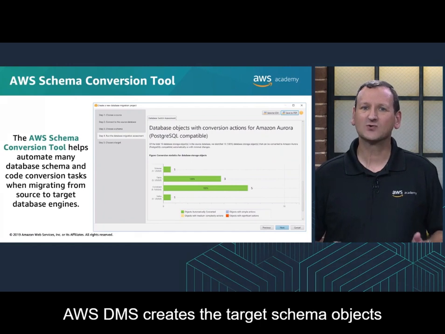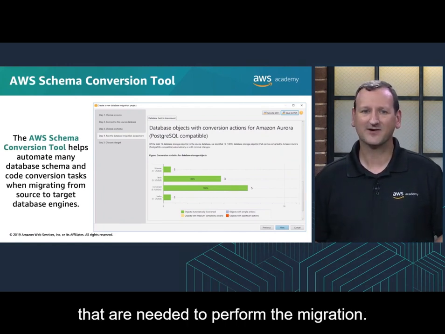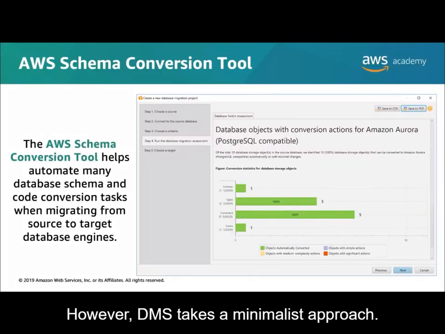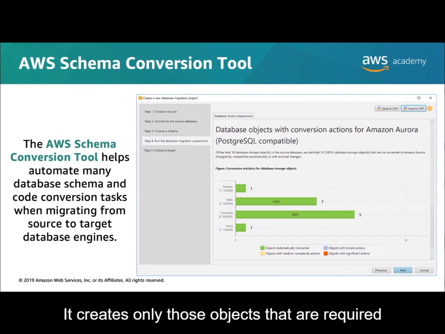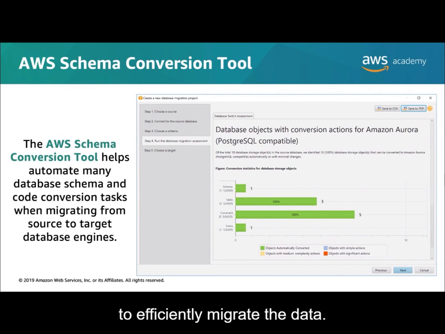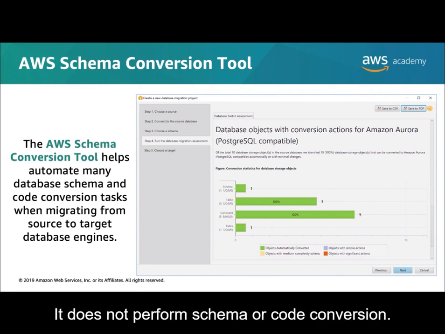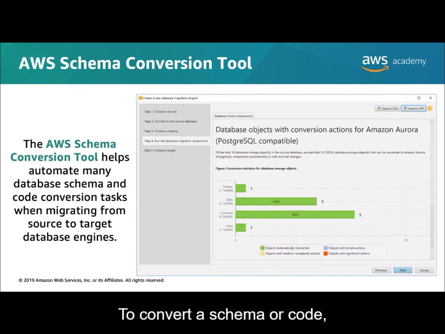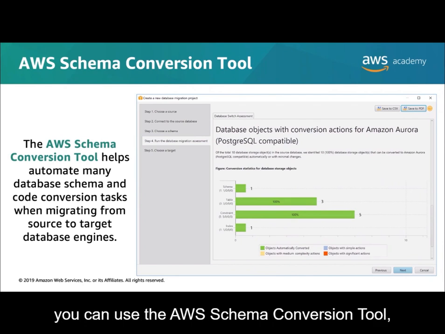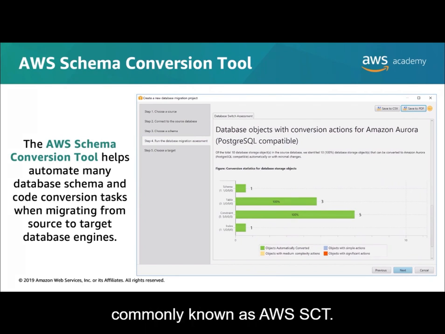AWS DMS creates the target schema objects that are needed to perform the migration. However, DMS takes a minimalist approach. It creates only those objects that are required to efficiently migrate the data. It does not perform schema or code conversion. To convert a schema or code, you can use the AWS Schema Conversion tool, commonly known as AWS SCT.